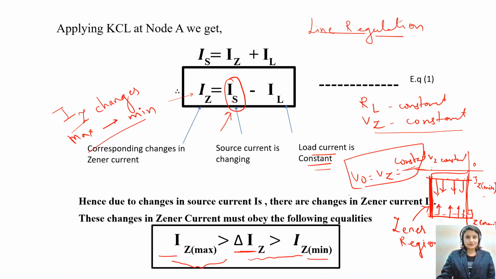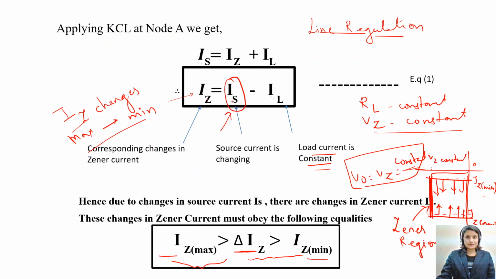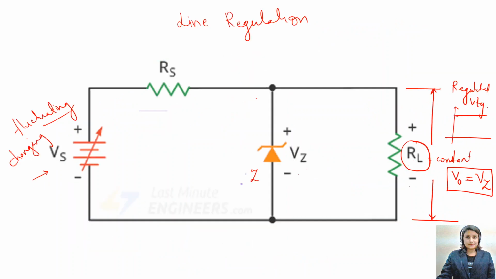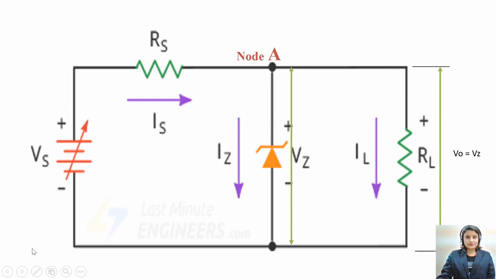Okay, let us see the formulas. In equation 1 we have found an expression that IZ is equal to IS minus IL, isn't it? Now for each and every current we have to find the expression. Let's come back to the circuit. Here is the circuit. Let us find the expression for IS, the expression for IZ, and the expression for IL.